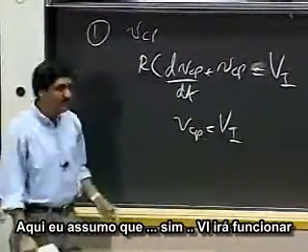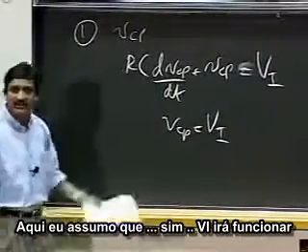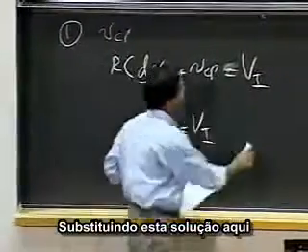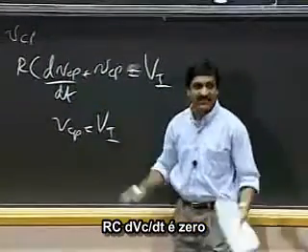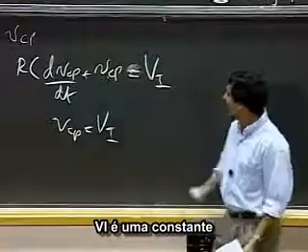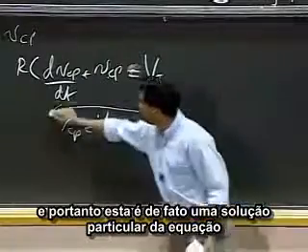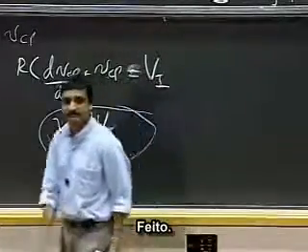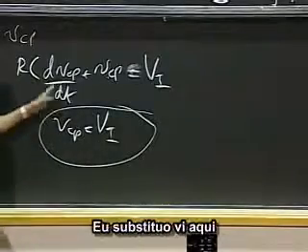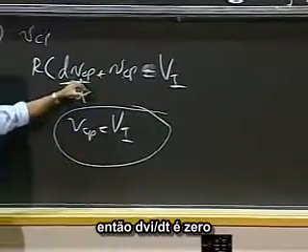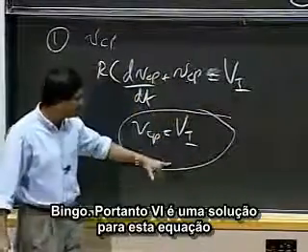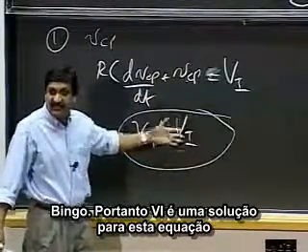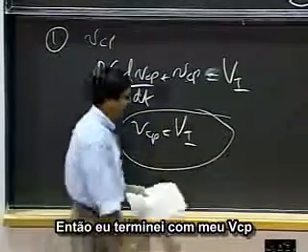So here, we assume that VI is going to work, so let's try it out. Substituting in here, RC d by dt of VI is 0, since VI is a constant. So I get VI equals VI, so therefore, this is a particular solution. So dVI by dt is 0, this vanishes, VI equals VI. Bingo. So VI is a solution to this equation, and I'm done with my VCP.